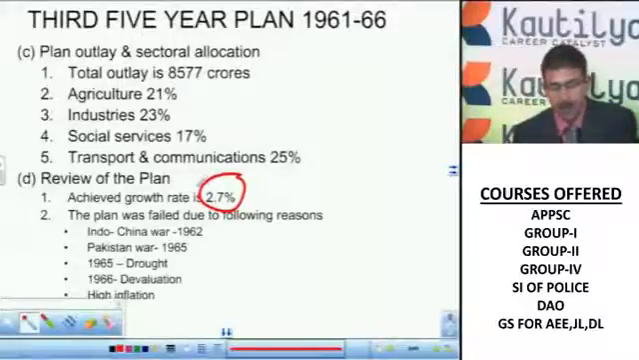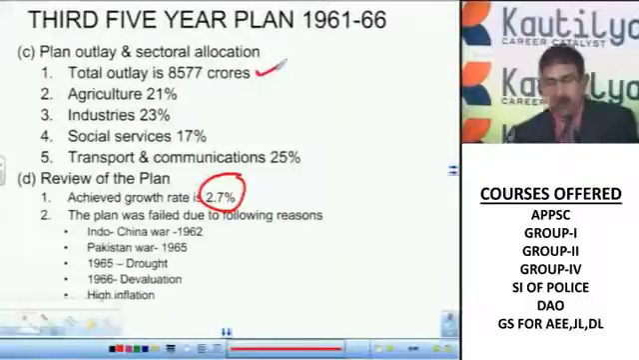Now the total outlay is 8,577 crores, agriculture 21%, transport and communications 25%, industries 23%. This is about the allocations.